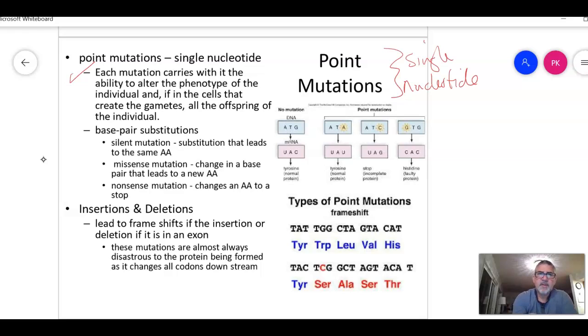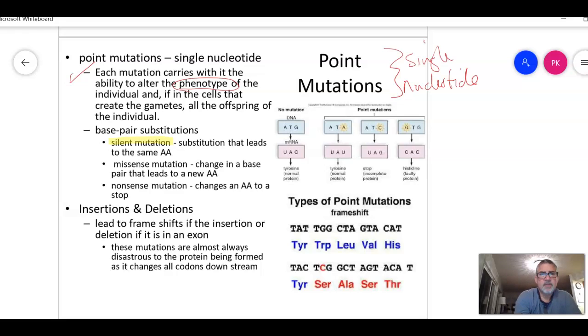So the phenotype is the outward appearance, right? The genotype is the gene sequence. The phenotype is the outward appearance. So we have a couple, right? We have base pair substitutions. So there's 3 different types here.